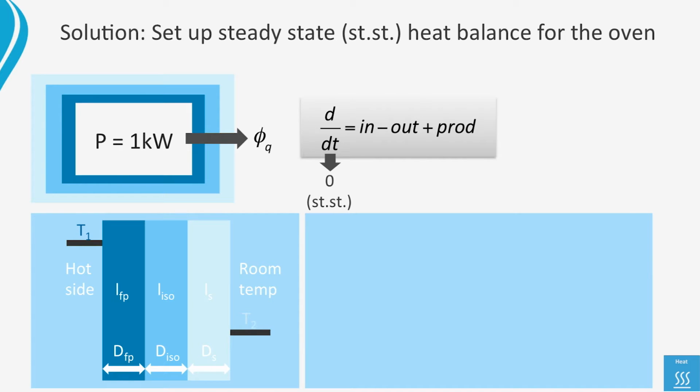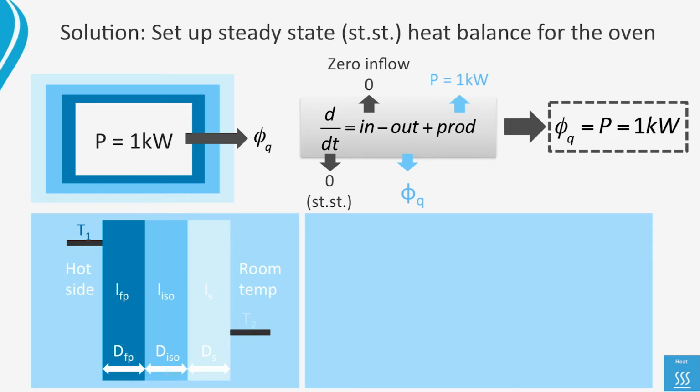First, the left-hand side. That is 0, as we consider a steady state. No heat flows into the oven, only out, thus the in term is 0. The outflow is unknown yet, and we call it phi sub q. The last term is the production of heat inside the oven. We will call it P, and it has a given value of 1 kilowatt. Thus we can simplify the heat balance to the heat flowing out equals the production.